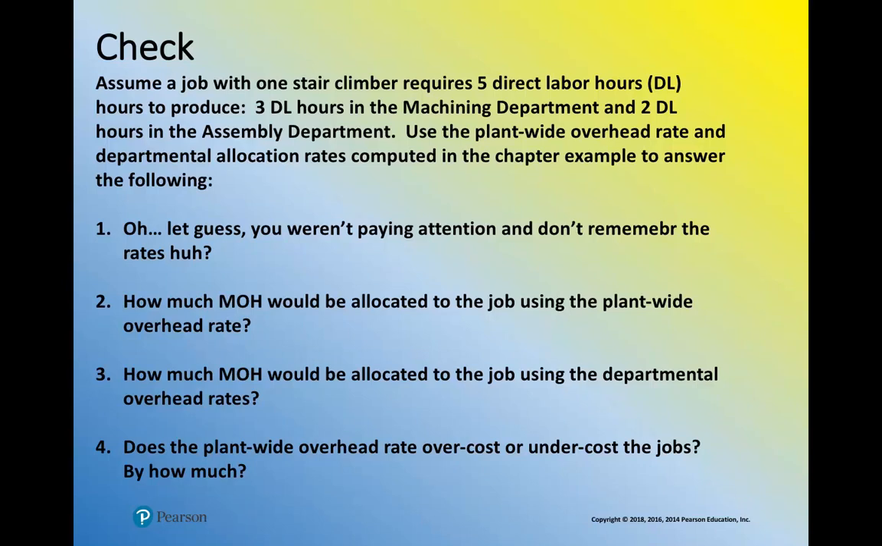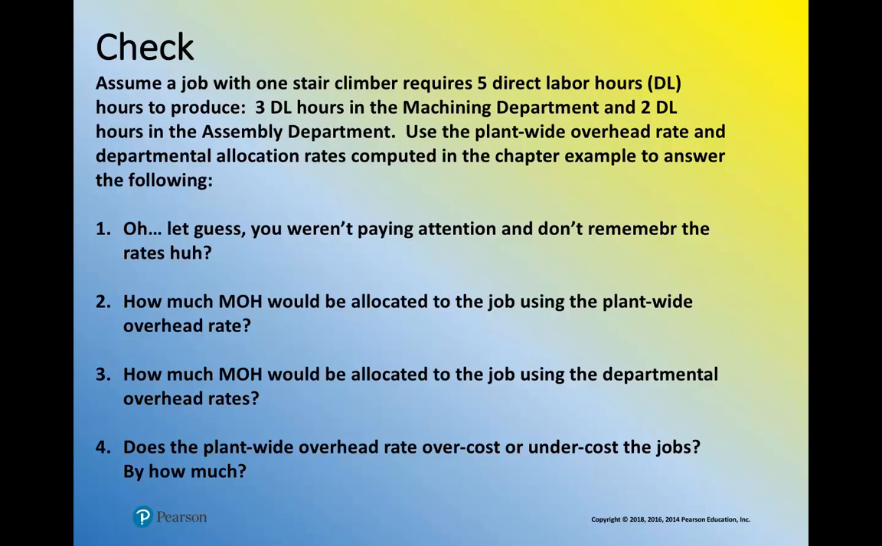All right, so that's our answer for number 3. We take the 96 related to machining, 3 times 32, plus our $24 related to assembly, $12 times 2 hours. That gives us our total of $120. Now from there, for question 4, under plant-wide, we are only allocating 80. If we use departmental, we'd allocate 120.